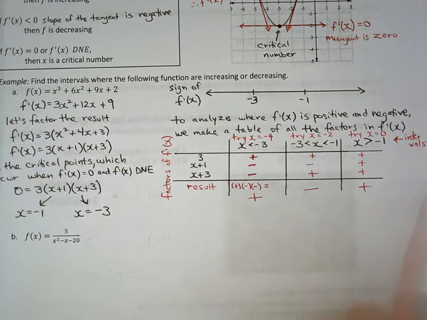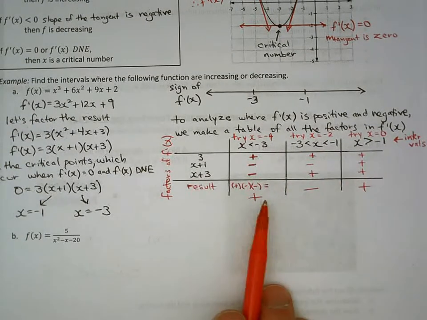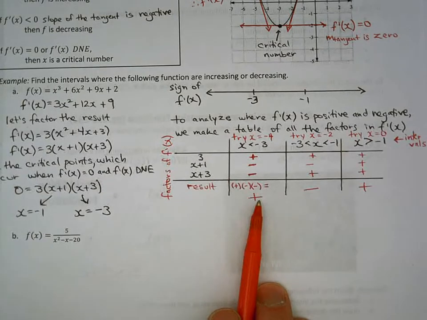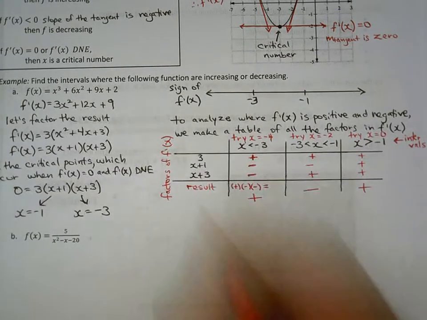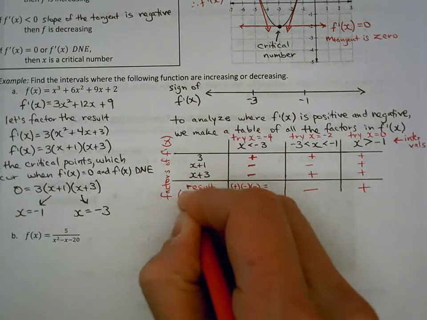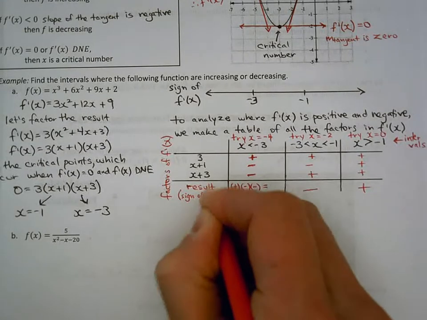Okay, so look what we've done. We've tried these different values, and we've been able to figure out the sign of the derivative, right? This result is the sign of f prime at x.